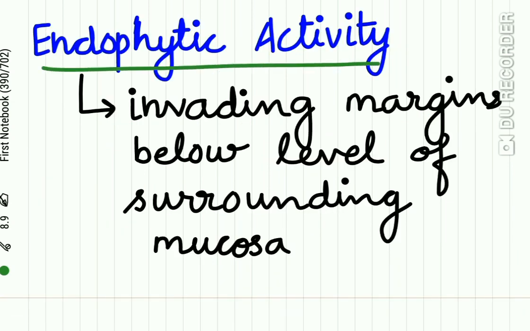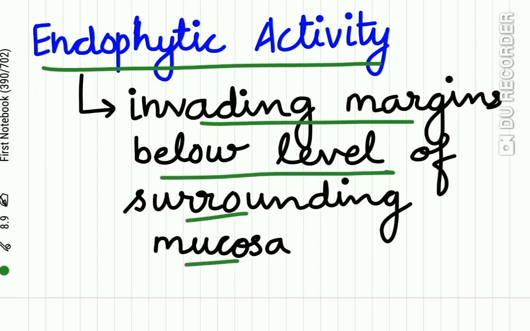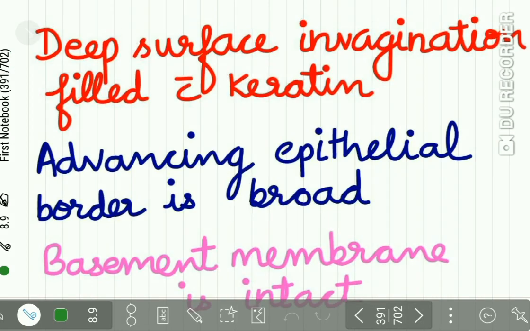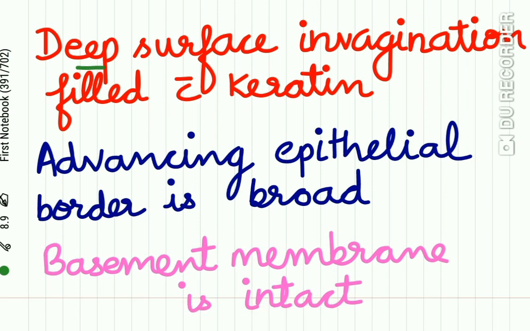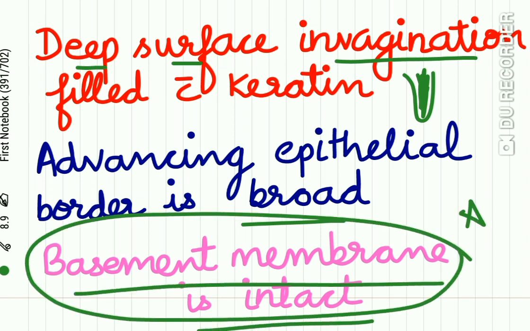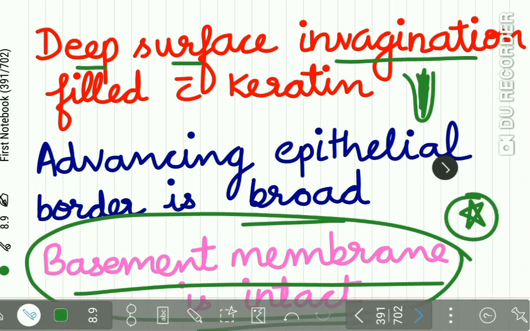There is an endophytic component of the verrucous carcinoma epithelium, that is, the invading margins appear below the level of the surrounding mucosa. This is the endophytic component of verrucous carcinoma. Now, the epithelium shows deep surface invaginations which are filled with keratin. The advancing epithelial border is broad and the basement membrane is intact. Remember here, the basement membrane of verrucous carcinoma is intact.